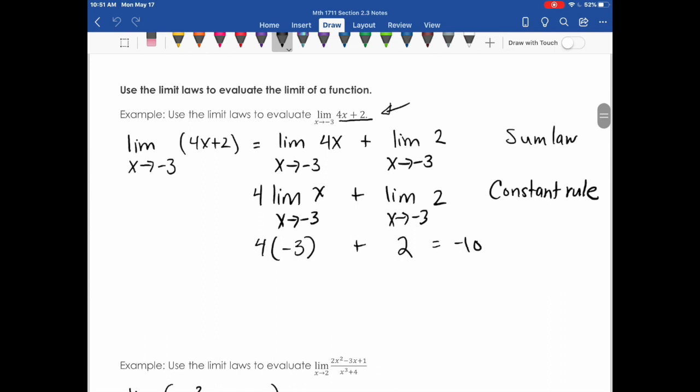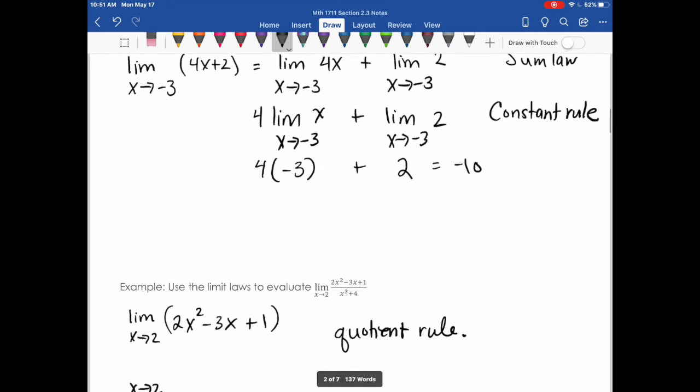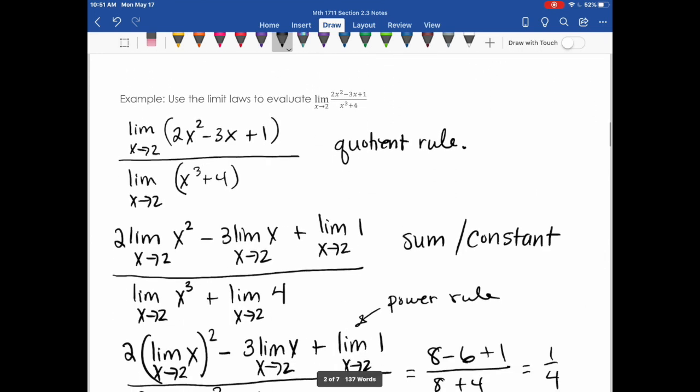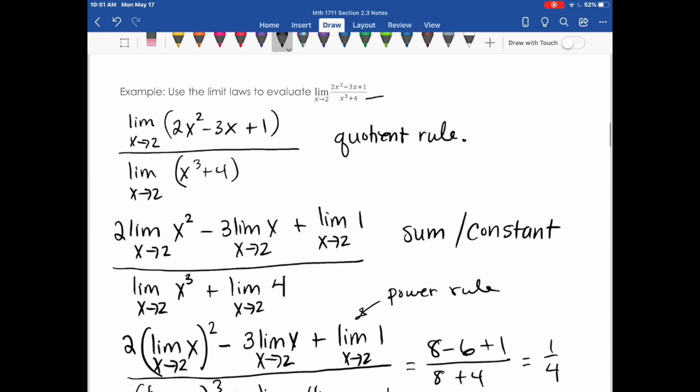This example here is a polynomial. And the reason why polynomials are a little bit easier to evaluate is because we don't have any special characteristics such as asymptotes or holes that we need to be concerned about. So we can use pretty much just direct substitution. When we start looking at rational functions, we have to be a little bit more careful. Like in this example, we had to make sure that we were not going to get 0 in the denominator in order for us to be able to use our limit laws.